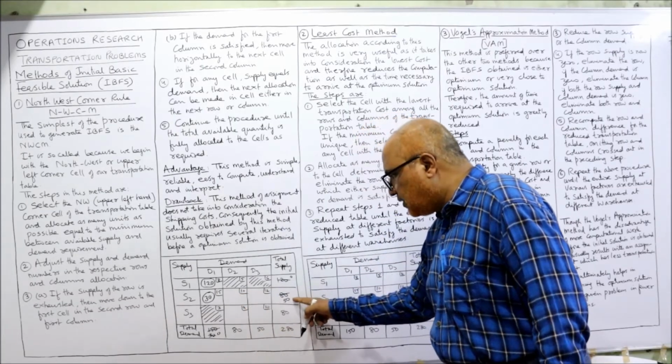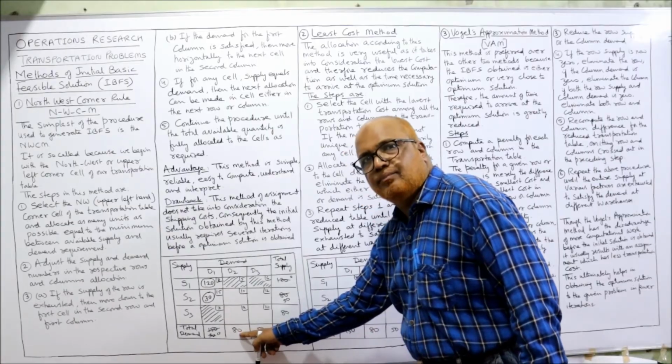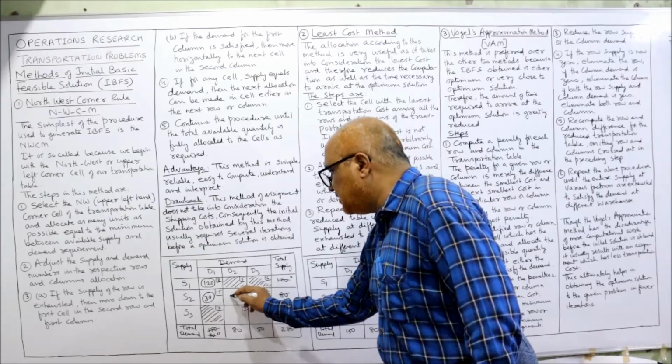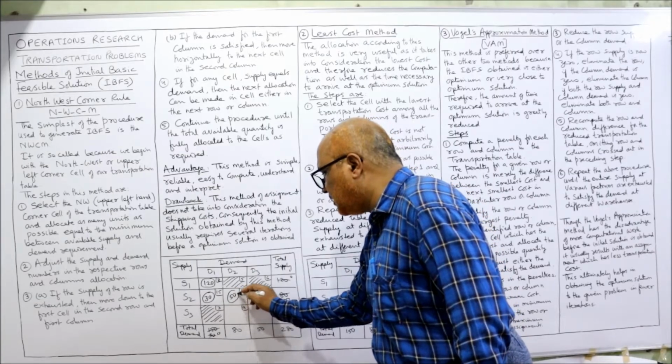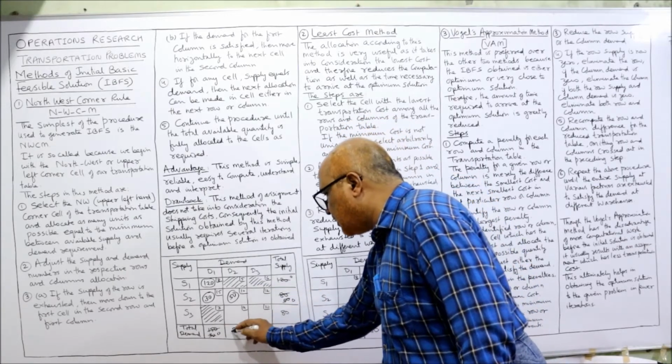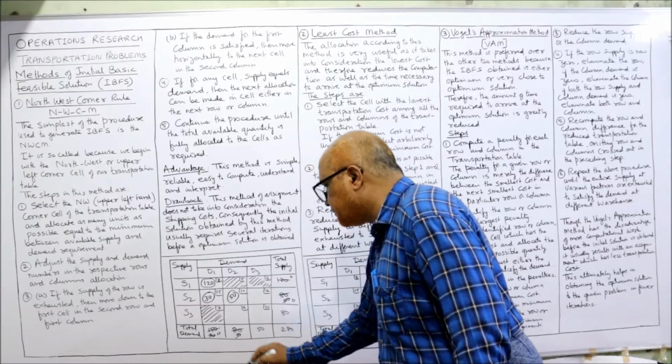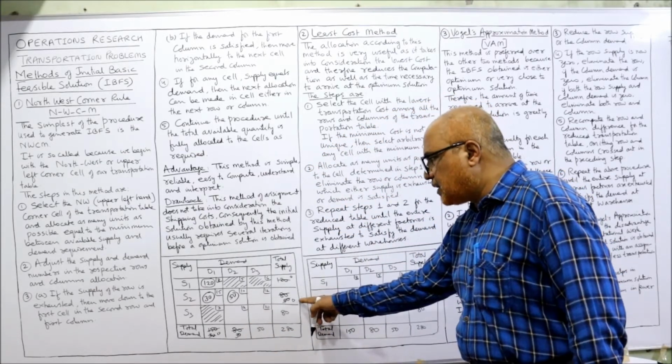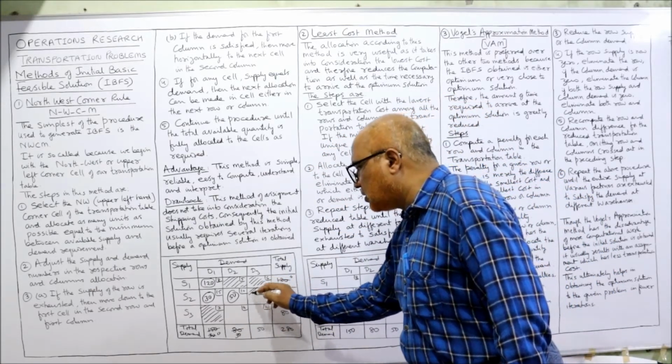What is the row total here? 50. Column total 80. Whichever is lower, 50 is lower. I am allocating 50 here. This will become 0. 80 minus 50 remains 30. That's all. So here the row has become 0, so I am going to block this row.